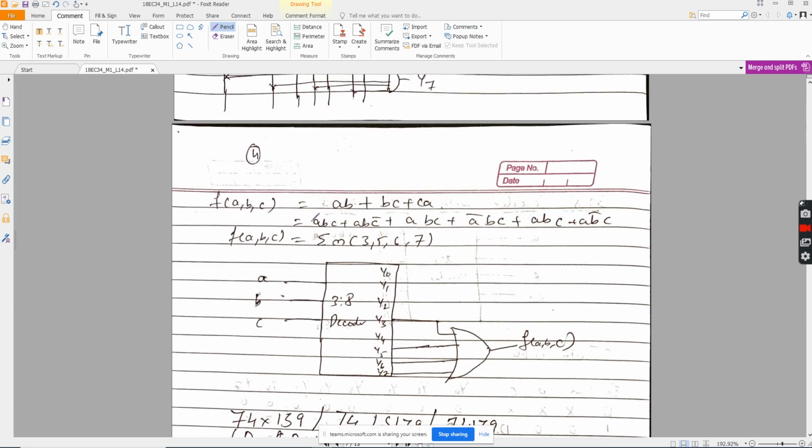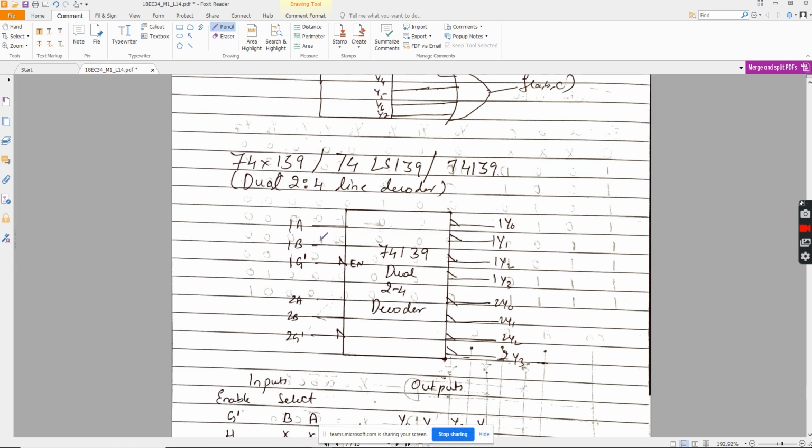Next, another equation, f of a comma b comma c is equal to ab plus bc plus ca. I have tried converting it into the standard SOP form, then I'm getting a min term list, then I relate it by an OR gate. So I'll start this in the next class.